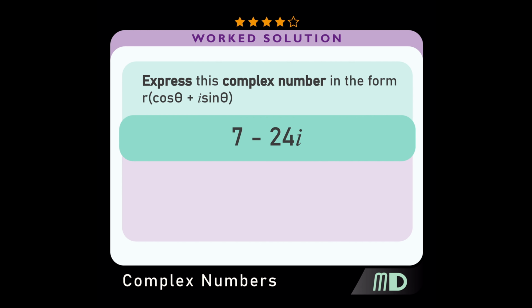Now, in this video, we're going to answer the following question. Express this complex number in the form r multiplied by the cosine of theta plus i multiplied by the sine of theta. And we've been given the complex number 7 minus 24i.